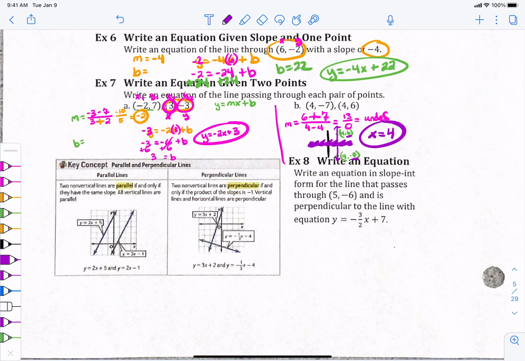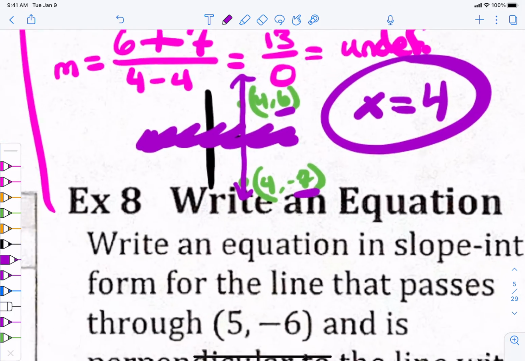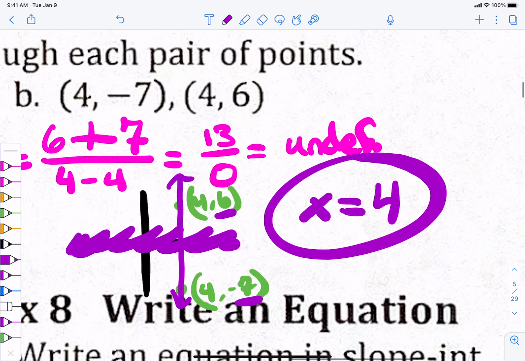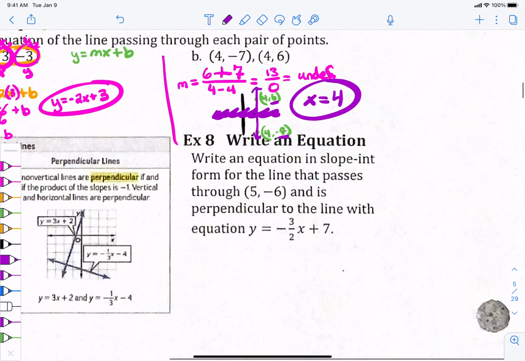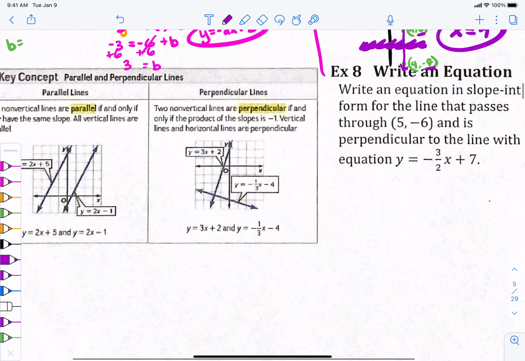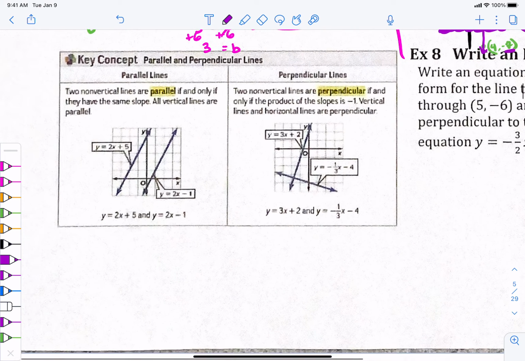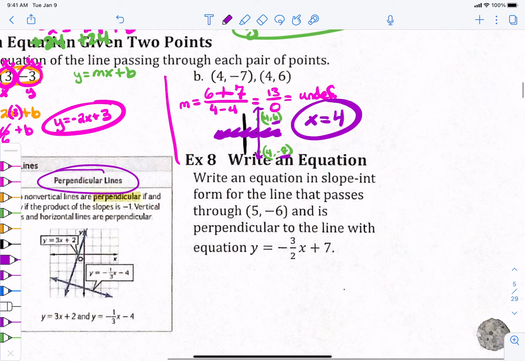Okay, happy with that? Make sense? X is always 4. The y coordinate doesn't matter. It's 6, it's 7, it could be -14, it could be -173. The x coordinate's always 4. Okay, last thing is parallel versus perpendicular. So what do we write for m and b? It's x equals 4, that's it. There is no m and b. M is undefined, so we don't have a piece for m. So that one's kind of a weird one.